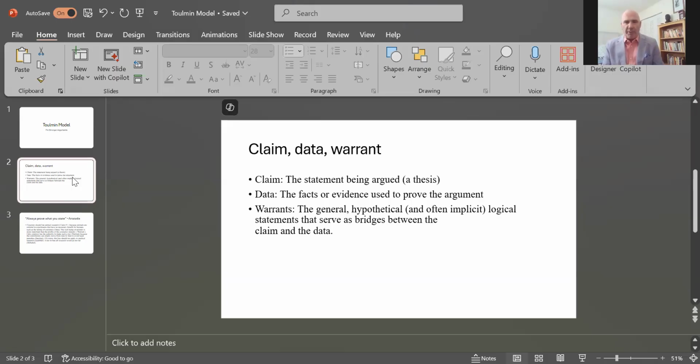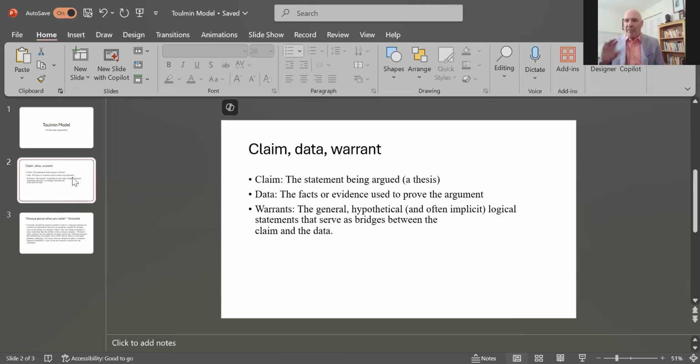You may have multiple ones potentially. The general, hypothetical, and often implicit logical statements that serve as bridges between the claim and the data. So what I want you to know right away, before I even show you an example of how this works, is that the warrant is supposed to show the relationship between your claim and your data. In other words, how the data proves the claim that you're making. In a sense, proves your argument.